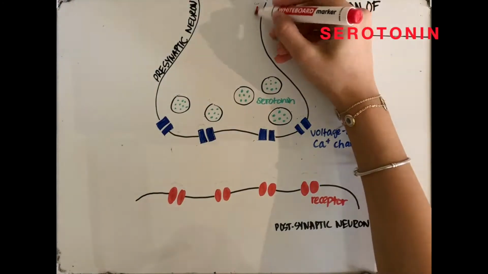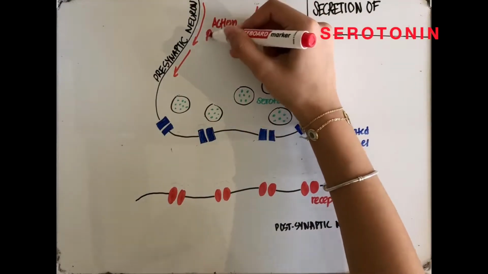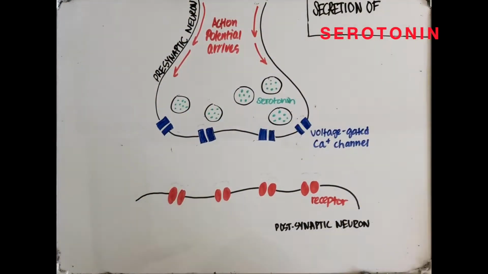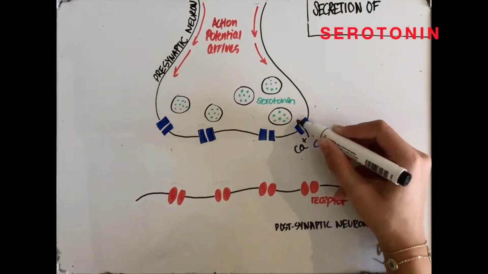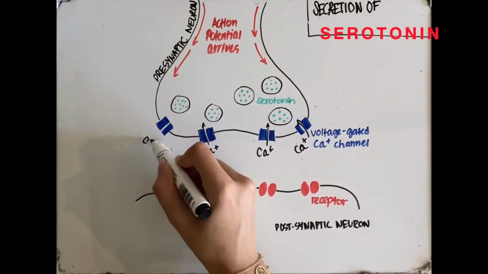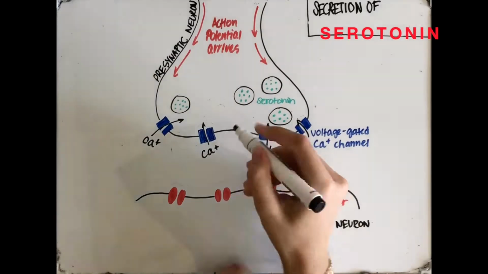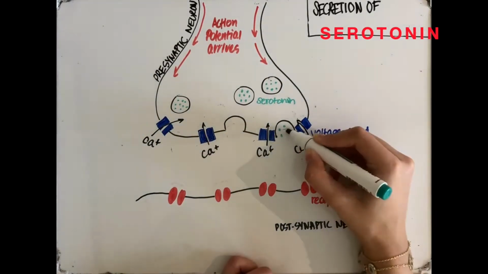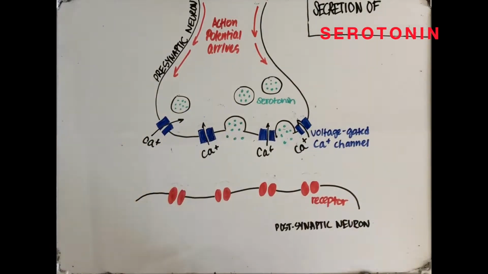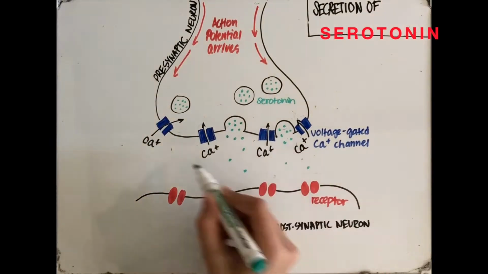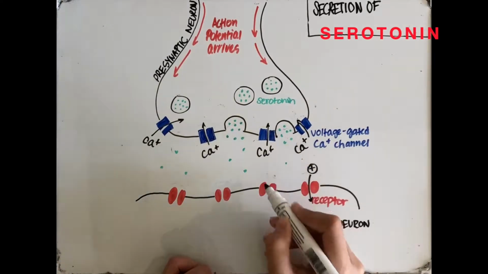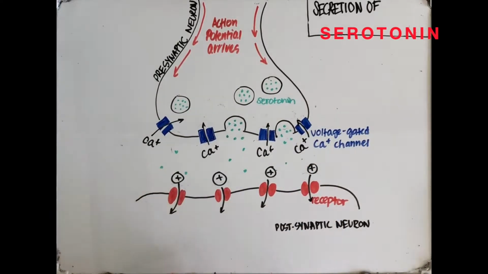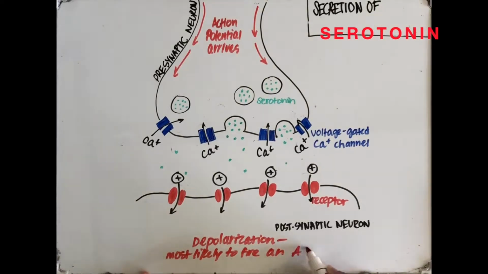So now let's talk about the secretion of serotonin. Firstly, an action potential arrives and reaches the axon terminal and depolarizes the membrane. This causes the voltage-gated calcium channels to open and lets calcium flow in. This calcium influx triggers synaptic vesicles to release their neurotransmitters into the synaptic cleft. And then the neurotransmitter binds to the receptors on target cells, and this causes positive ions to flow in and cause the depolarization of the postsynaptic neuron.